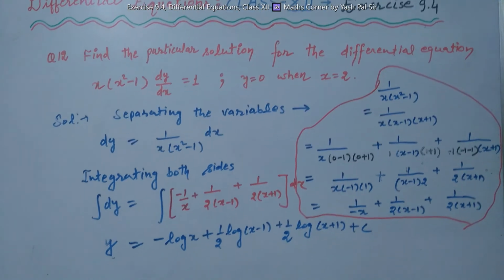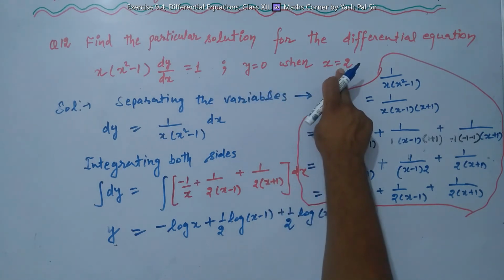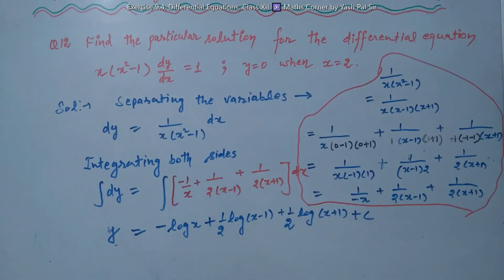Now the question is how to convert the general solution into the particular solution. So for this purpose, what we do, we put the value y is equal to 0 and x is equal to 2.